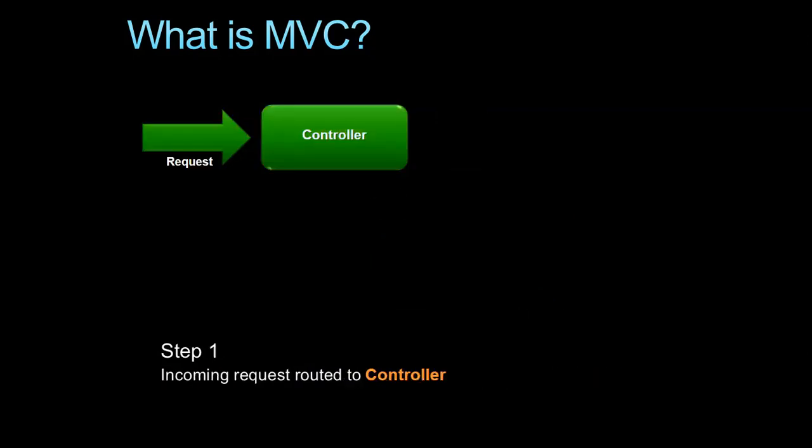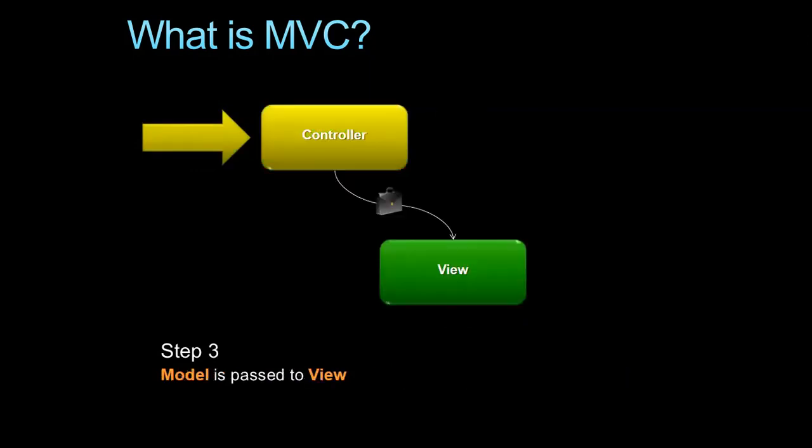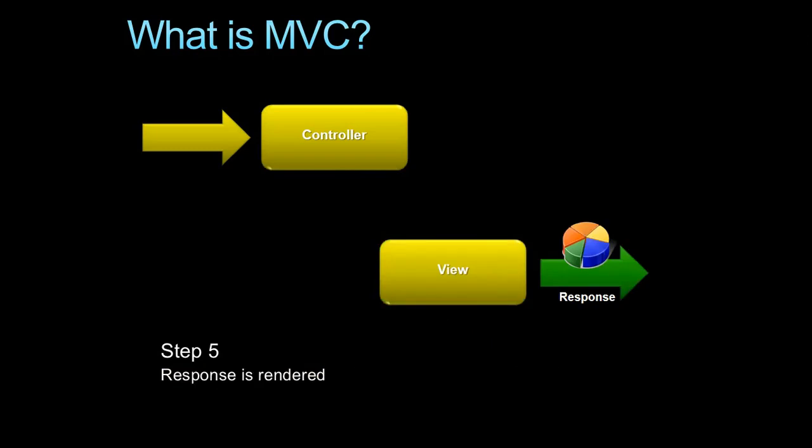I'll repeat it again. Step 1, request is routed to the controller. Step 2, the controller processes that request and creates a presentation model. Third step, model is passed to the view. Fourth step, view transforms that model into an appropriate output format. And step 5, response is rendered to the user. That's it. Okay, that is MVC's working.